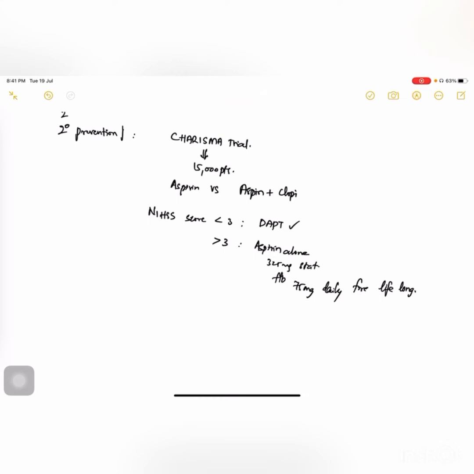We should not continue DAPT, that is dual antiplatelet therapy, beyond 90 days. In any neurological condition, we should not continue the DAPT beyond 90 days because dual antiplatelet therapy has increased risk of bleeding.